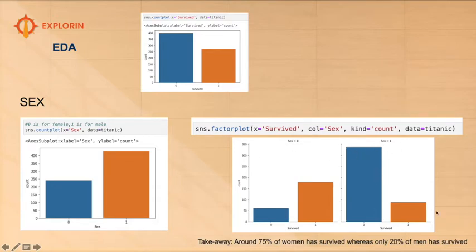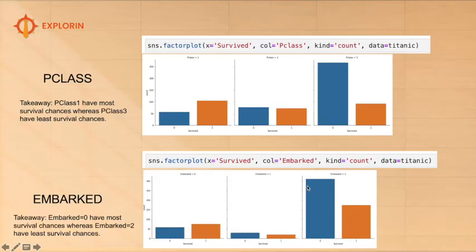350 males have died and only 100 have survived. So we could take away from that around 75% of the women have survived, whereas only 20% of the men have survived, right? So it shows that sex is playing a role in our data set, right?